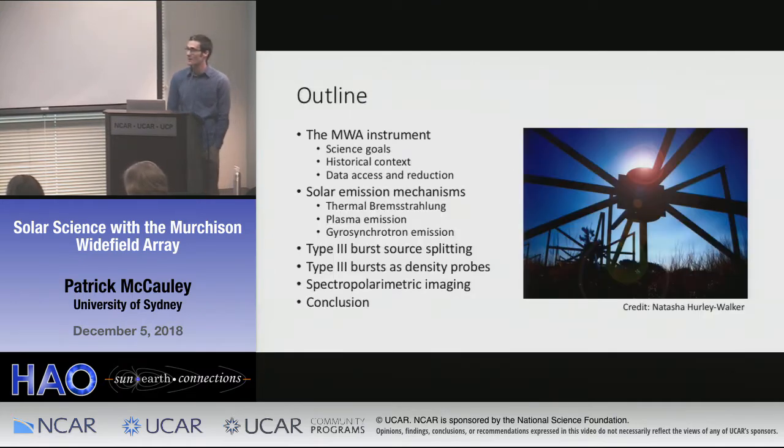We'll start off with some background on the MWA instrument, what its science goals are, and how it fits into the historical context of low-frequency imaging observations of the sun. Tell you a little bit about how to access and reduce the data, and then give some background on the different solar emission mechanisms that are relevant to the observations that I'll show you. While we're going through the background slides, we'll also highlight a number of the results from other people in the solar collaboration. And then we'll get into the three main projects that I've worked on so far with the MWA data. The first two have to do with a specific type of solar radio burst, and then the last one has to do with spectropolarimetric imaging.